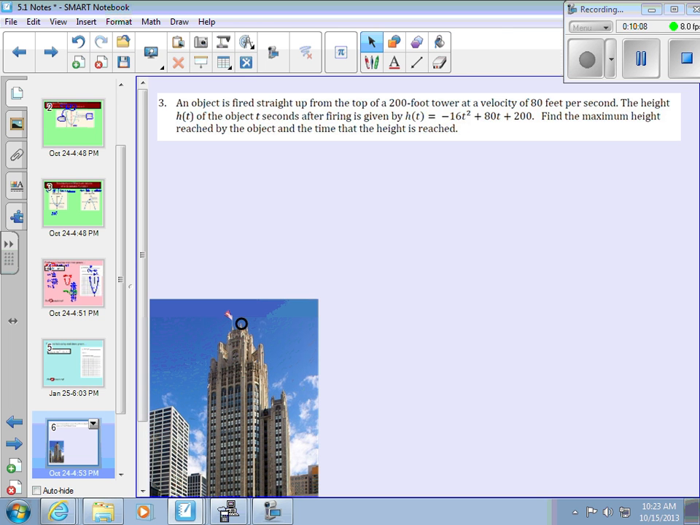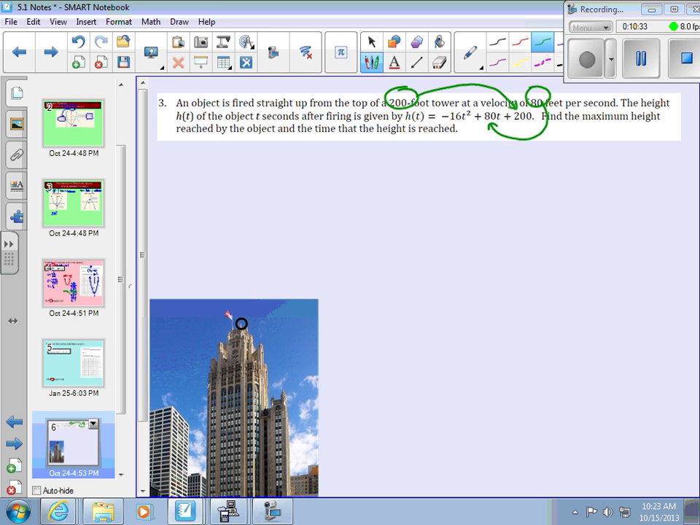Okay, now a lot of times when we're doing word problems, we look at this information. In this particular problem, you see that those numbers are already being used. They're already in the equation. The 200-foot tower, that's this number right here, 200. That's the starting value. That's the y-axis. 80 feet per second, that's the velocity. That's also in our equation there.